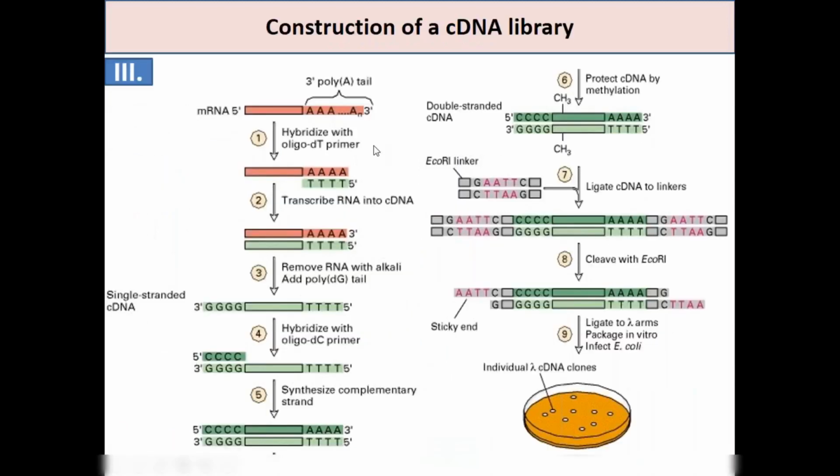Shall I move on to the next slide? Constructing a cDNA library. The same thing we have discussed. So this is your mRNA, which has a poly A tail. The mRNA is converted to cDNA. Now this is the cDNA. Now the cDNA will have the linker, and the linker will be added with a sticky end. Now the sticky end goes into lambda cDNA cloning. So this is what we have discussed till now about how to create a cDNA library.